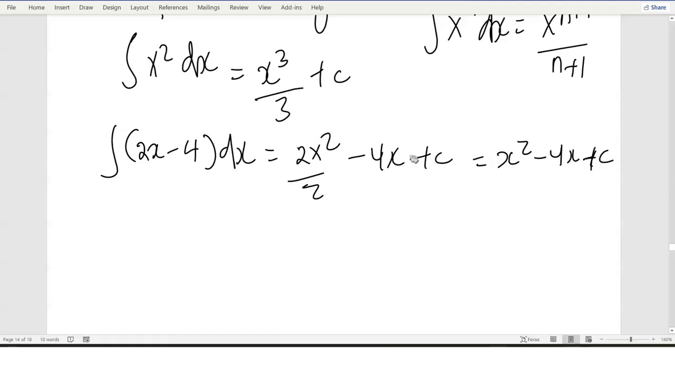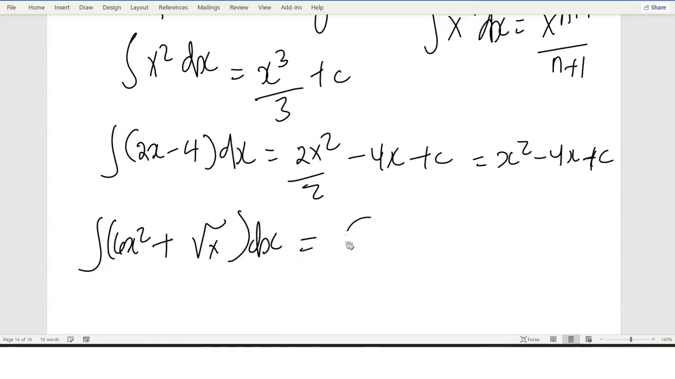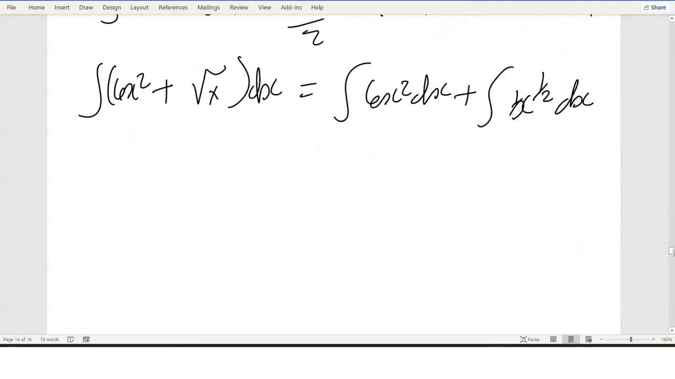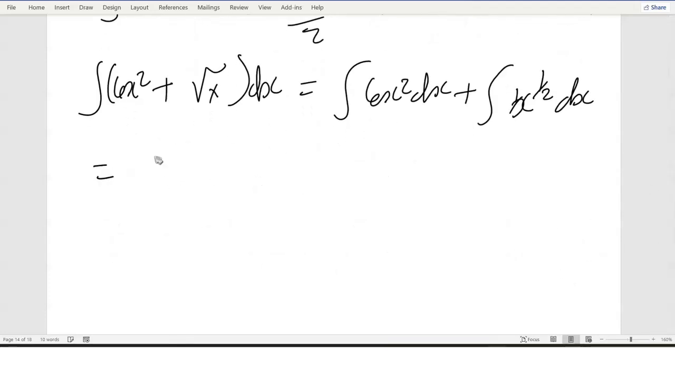Let's see if some of you still remember how to integrate this. Integral of 6x squared plus square root of x with respect to x. This is the same as integrating 6x squared with respect to x plus integrating a square root of x, which is x to the power a half with respect to x. And what is this going to be?